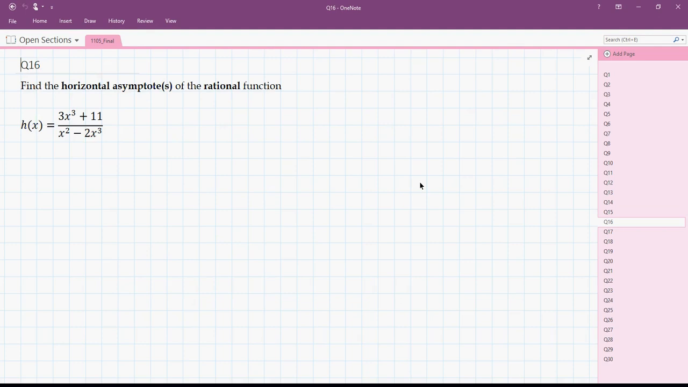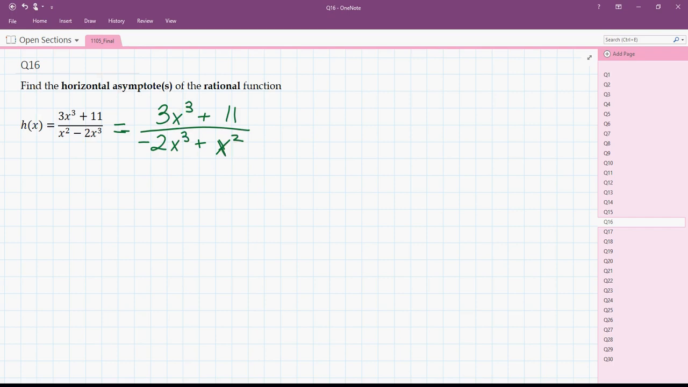For horizontal asymptotes, we want to first reorder the numerator and denominator in order of powers. So on the top we have 3x cubed plus x squared plus 11, and we're going to leave it like that. On the bottom, we're going to rearrange it slightly, so we have minus 2x cubed plus x squared. Now, when you're evaluating horizontal asymptotes, what you wind up doing is ignoring any of the lower powers in each of the expressions. So just find what the max is.